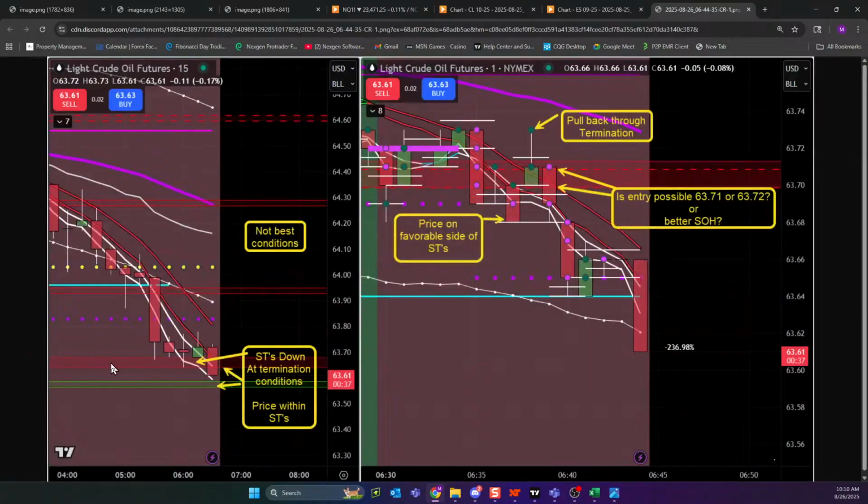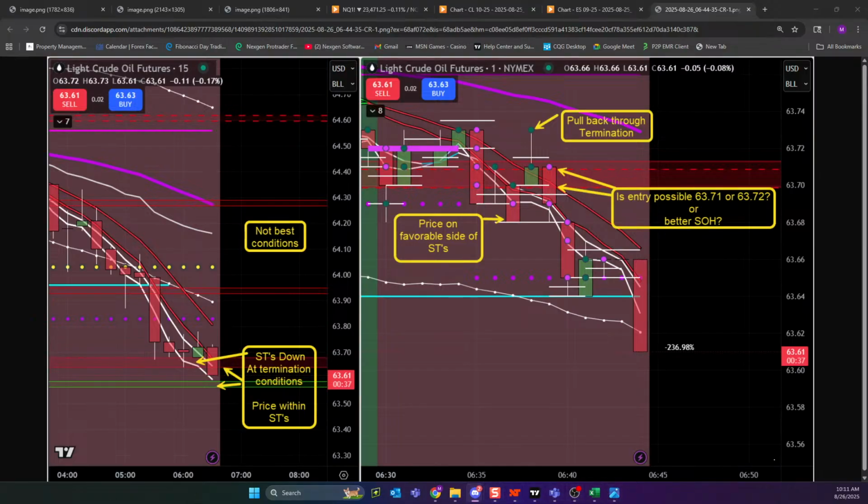All right, Andy V. Not best conditions. I like it when you guys write that on a chart. So the small triggers are down, and it depends on where we're talking on this one. Transition side of the small triggers, absolutely nowhere to go, right, Andy V? Absolutely no room directly into an area. Pulls back. Is entry possible for 63.71 or 63.72 or better to sit on hands?